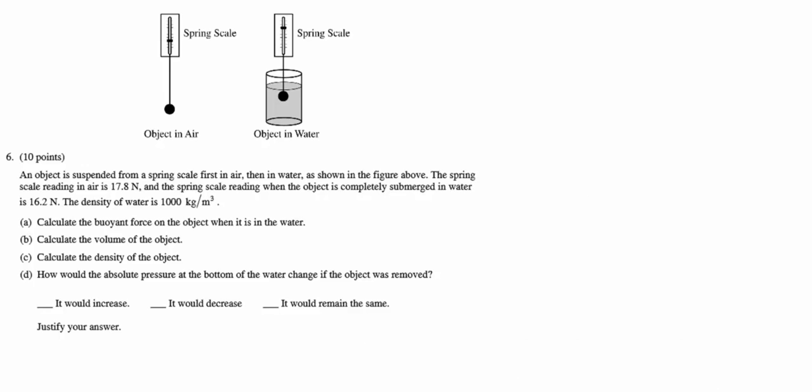Alright, this is number 6 from the 2010 Form B AP Physics B exam, and this is a fluid physics problem. We've got an object suspended from a spring scale in air, then in water, and we're going to take the measurements from the scale when it's in the air and when it's in the water. We know the density of the water, and we're going to figure a bunch of stuff out. So first and foremost, what's the buoyant force acting on it?